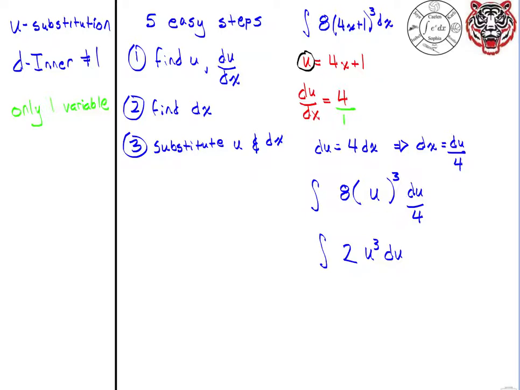So I guess I should really circle the dx because that's really the thing that we're trying to find here. So dx is du over 4. So this dx, this used to be a dx, it's now du over 4. That's all we did. We substituted this guy in. All right. Now, step 4, we're finally going to do the anti-differentiation. So anti-differentiate.